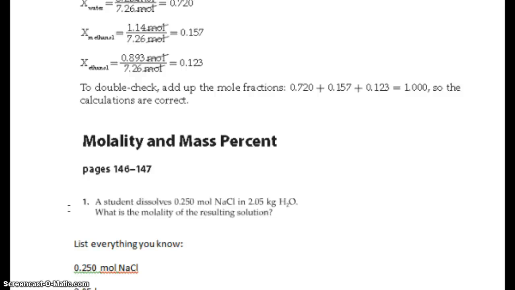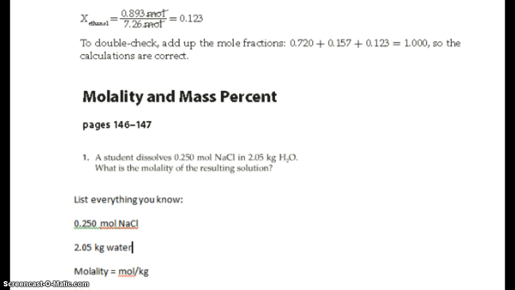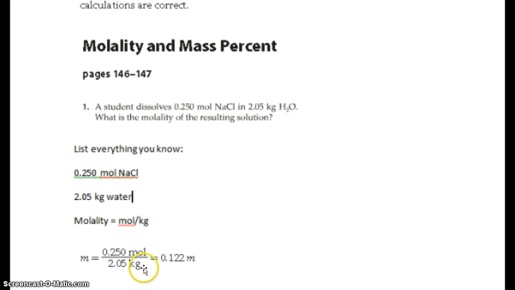List what you know. We have 0.25 moles of salt. We have 2.05 kilograms of water. And we know molality is moles per kilogram. So what do we do? Just divide your moles by kilograms, and our answer is 0.122 molal, or moles per kilogram.